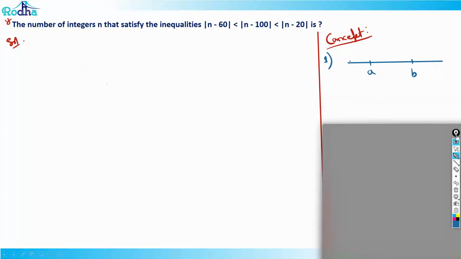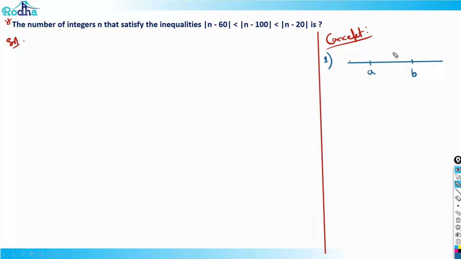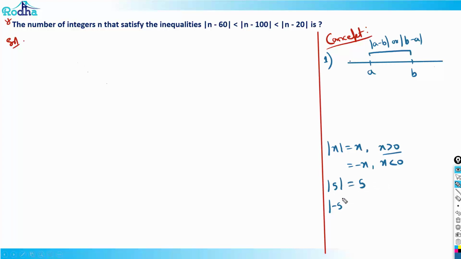So now the distance between these 2 points is given by mod of A minus B, or I can say mod of B minus A. That is the distance between these 2 points, right? What is mod? Mod of x is equal to x if x is positive, and equal to minus x if x is negative. For example, what is mod of 5? Mod of 5 equals 5 because x is positive. What is mod of minus 5? It is equal to minus x, that is minus of minus 5, which is again 5 because x is negative.